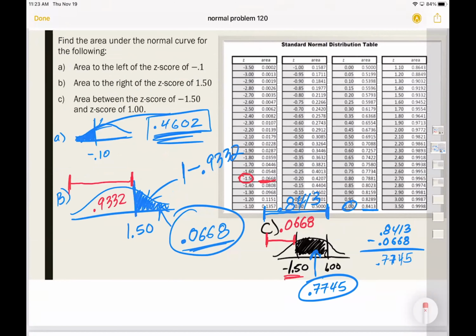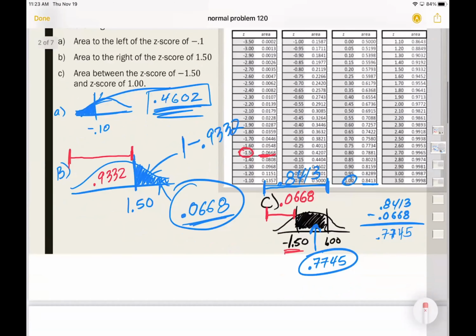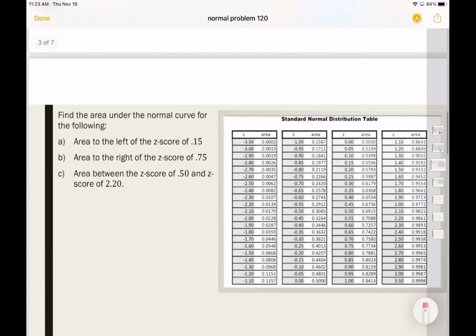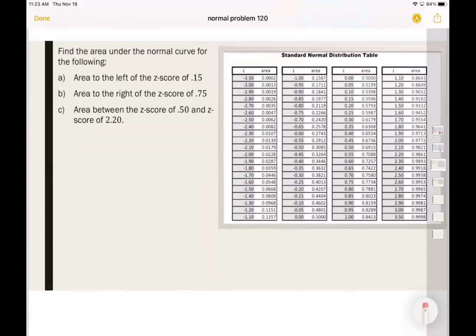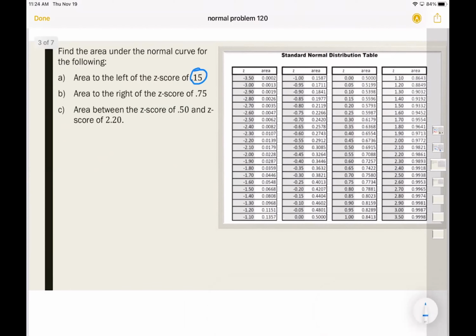So let's try one more just to be on the safe side, right? Let's try one more. And again, it's pretty much exactly the same. The only thing changing is the z-score. I just copied and pasted everything, and I only changed the z-score. Instead of negative last time, we have a positive 0.15.